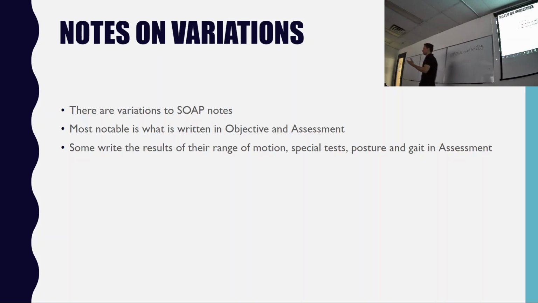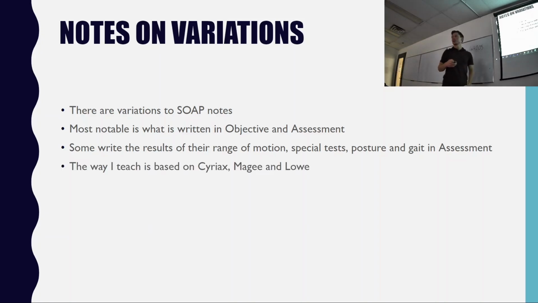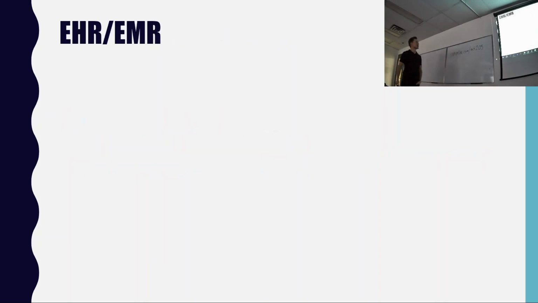So, what that is to say, where you write those two portions, the outcome of your physical assessment and how you perform the physical assessment can technically be in either objective or assessment. Again, I prefer objective because it is objective findings. The assessment is what your clinical assessment is. Cyriax, McGee, and Lowe all teach it the same way I do. It's pretty standard, but you may see it otherwise.